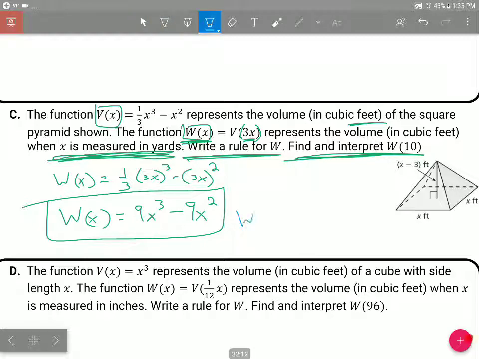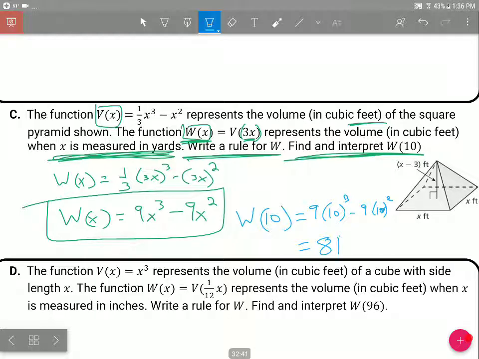So if I've got w of 10, what is it asking you to do? Plug in the 10 to x. So that's 9 times 10 to the third. What's 10 to the third power? 1,000. What's 1,000 times 9? 9,000. Minus 9 times 10 squared. What's 10 squared? 100. 100 times 9 is? 900. So what's 9,000 minus 900?